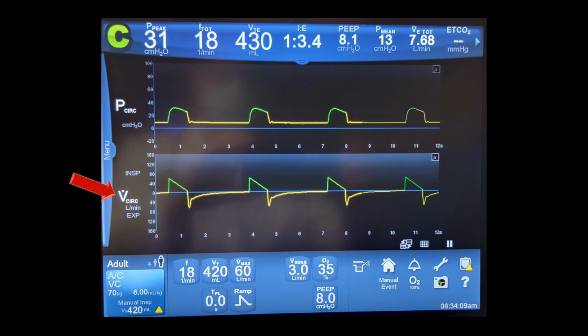And then below that, we can see the graphic representation for volume. This is the flow in inspiration and expiration and how the airflow is delivered. All the way at the bottom, you can see the ramp setting, which is in a descending line.